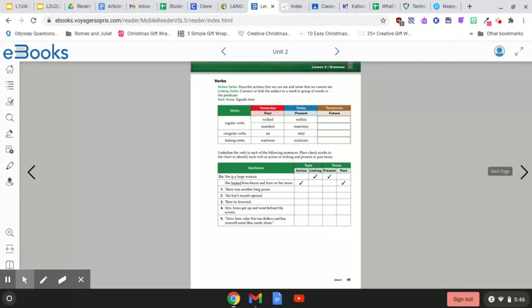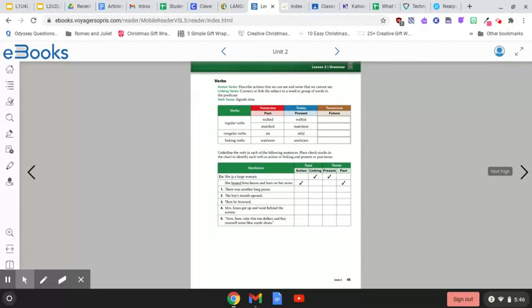Let's look at our second example. She heated lima beans and ham on her stove. Heated is our verb. It's an action that's actually happening, so we're going to put a check in the action box. And it has ed on the end, so that lets us know it's past tense. So there's a check for past.